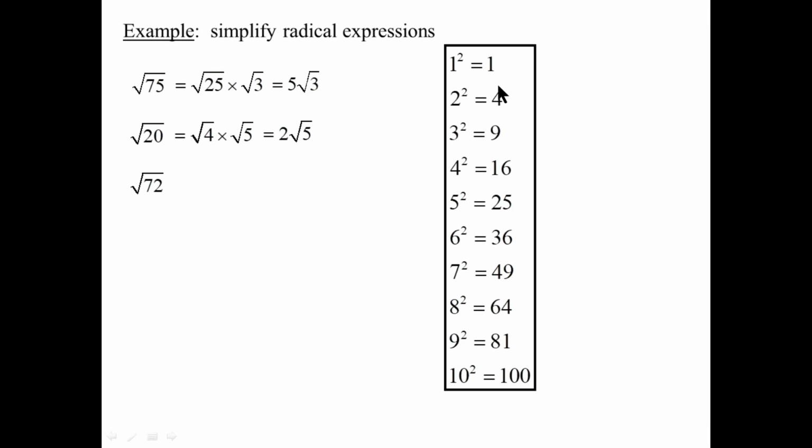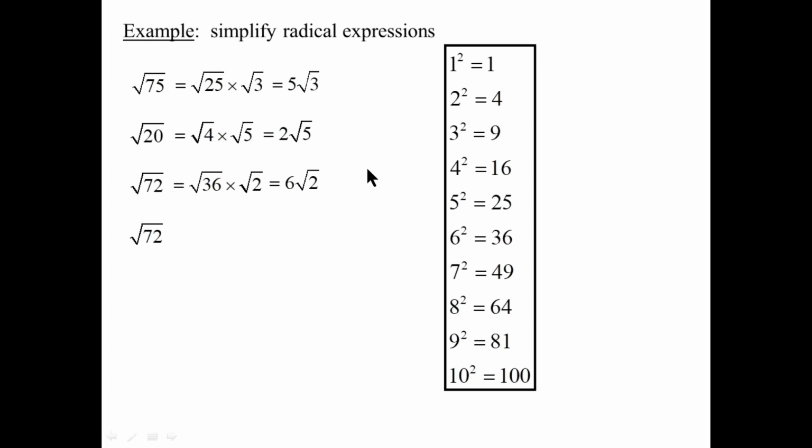Okay, root 72. We have to check and see if we can find a number that goes evenly into 72 that's a perfect square. And we realize that 36 goes evenly into 72. So we'll break it out, root 36 times root 2, and root 36 is the number 6. So we have 6 root 2. All we're doing is taking the square root of 36 and turning it into what it actually is, the number 6.